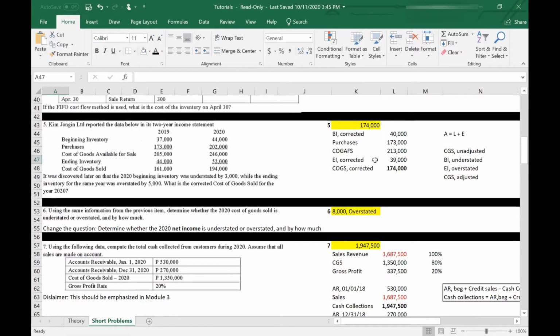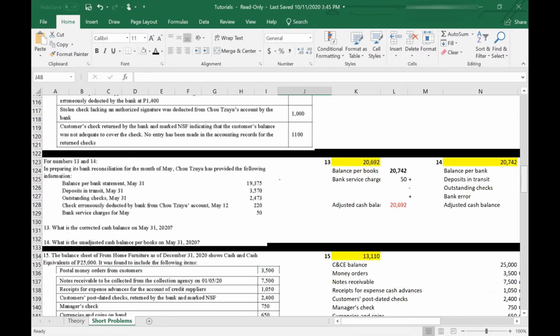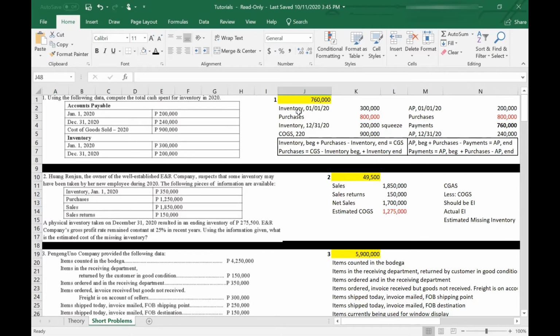So let us now proceed to our short problems. We have actually 20 short problems here, so let's try to finish this. For number one, using the following data, compute the total cash spent for inventory in 2020. For this item, it just requires your analysis of different accounts, particularly your accounts payable and inventory. If you can imagine your T account, imagine it. But for the purpose of presentation, let's do the formula method.